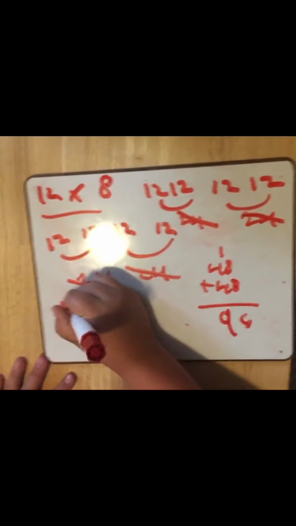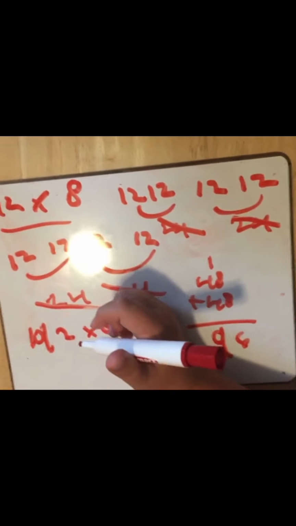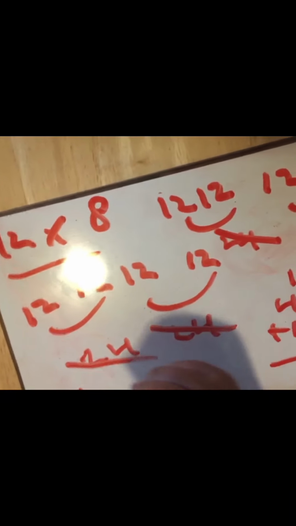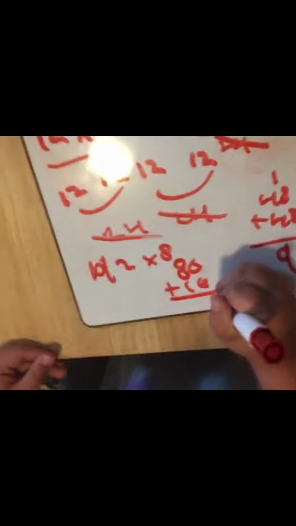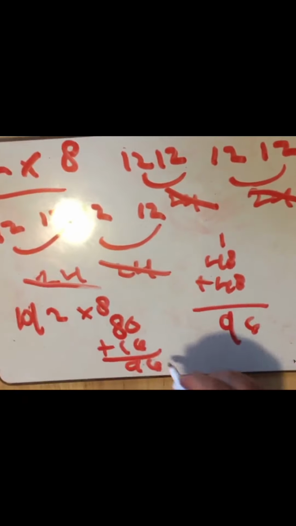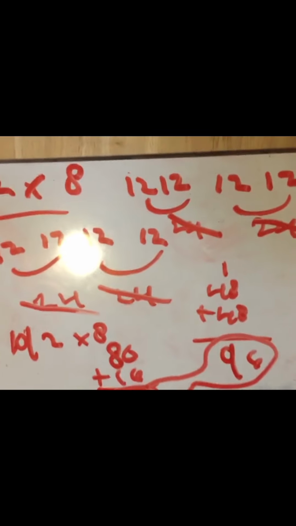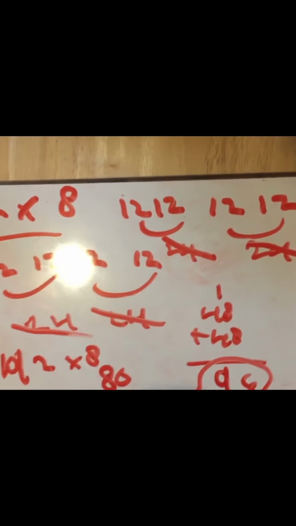Now we are going to show the other way, which is we're going to take our 12, then we're going to add the 0, and then we're going to do it times 8. So we're going to do 8 times 10, which is 80, and 8 times 2 is 16. And so now we're going to add it together, which is 96, the same answer as the other way. So if you really want to challenge yourself, again, try the 12 times 12 and 12 times 11.